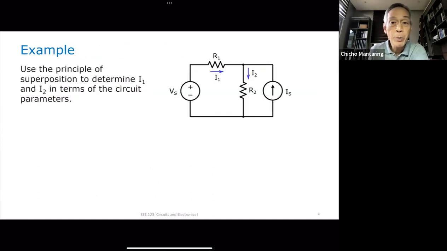Use the principle of superposition to determine I1 and I2 in terms of the circuit parameters. So let's assume we know Vs, we know Is, we know R1, and we know R2. I want to get an expression for I1 and I2. And I'm going to use the principle of superposition. Okay, so let's do this. No? So first, let's consider V of S acting alone.